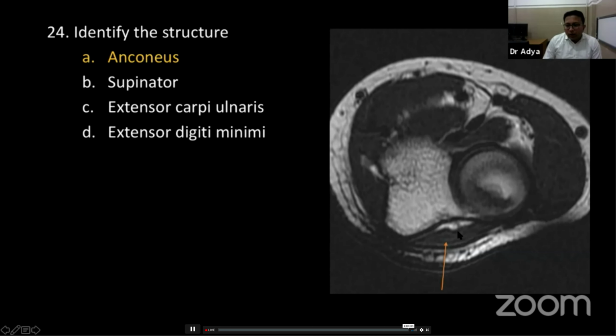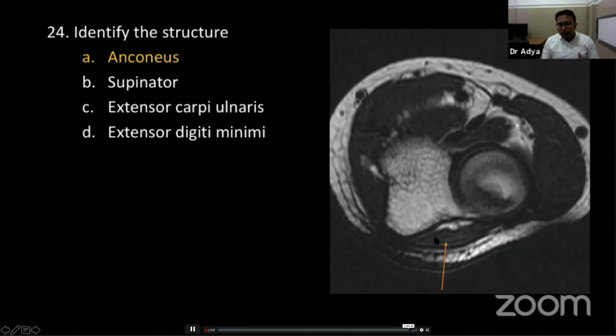So now the arrow points to a structure which is a muscle between the radial head and the olecranon. That is present on the lateral aspect. So this muscle is the anconeus. This is not of much clinical significance, but in case of lateral epicondylitis, this muscle may get abnormal signal as well, in addition to the common extensor tendons. So this is the anconeus muscle.